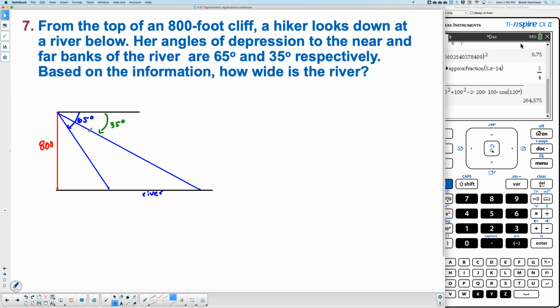In this triangle, do we know what the angle is between these two? Could we find it? Yeah, it's 65 from the horizon to this first blue line. It's 35 from the horizon to this other blue line. How many degrees are in between? 30. How'd you get 30? 65 minus 35 has to equal the 30. That's right. So there we go.